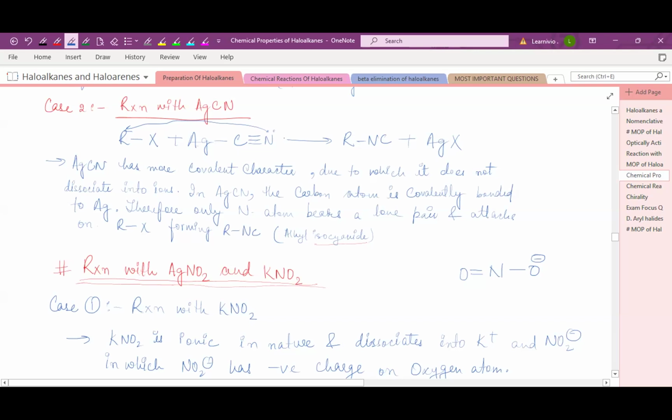So in AgCN, the carbon atom is covalently bonded to silver. You can see this AgCN, Ag और carbon के बीच में there is a covalent bond. So therefore, only nitrogen bears a lone pair. Okay, only nitrogen has a lone pair, means negatively charged. Lone pair is the non-bonded electron, right? So it's a negative charge again. And it has a lone pair, so it will attack the R alkyl group of the substrate. Okay, and the attack is from the nitrogen side and it will form isocyanide, alkyl isocyanide, due to the covalent character. Clear?